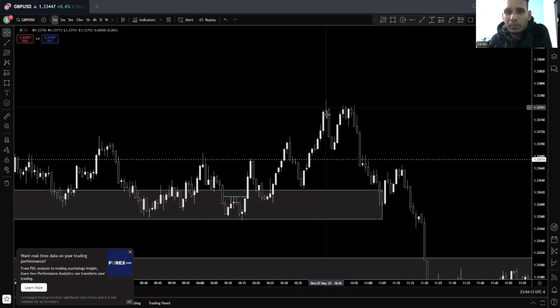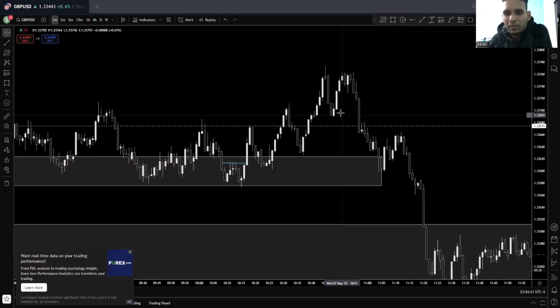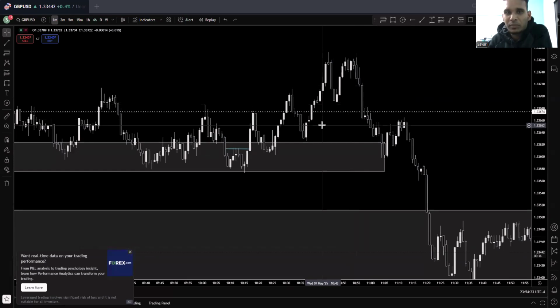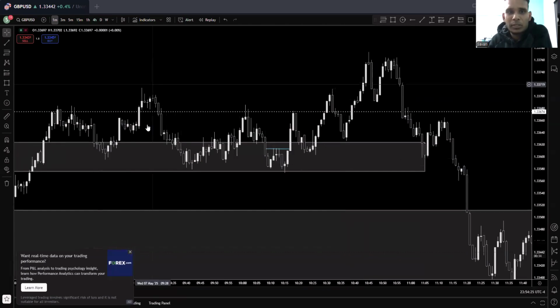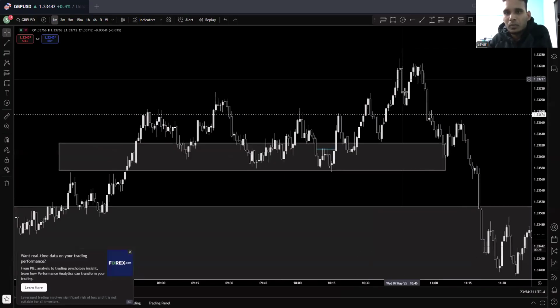Once it approached that point, big displacement, it failed to make a higher high. Instead, it broke the structure, a break of structure shift. This whole thing is the manipulation move. This is the real inducement. So print a low, print a high, give structure shift with big displacement. That finally got tapped. See that big displacement.